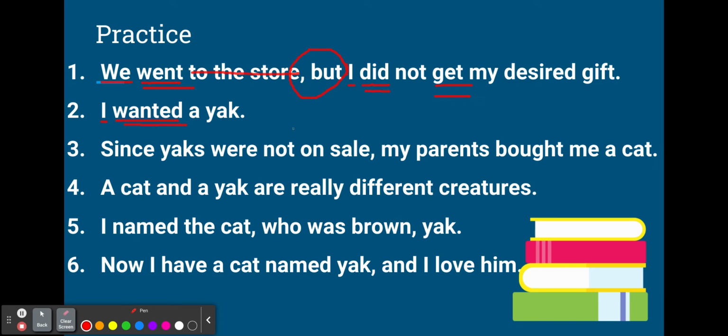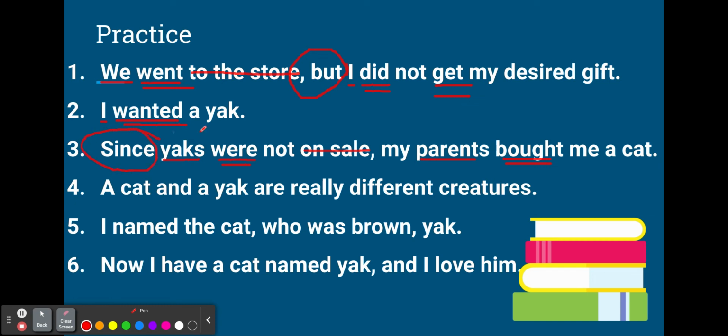Number 3, since yaks were not on sale, my parents bought me a cat. It's not what I was looking for. Get rid of a prepositional phrase, and find some subjects and verbs. Yaks were is a subject verb, so we know we have a clause. And parents bought, so we know we have another clause. And we're going, okay, do we have two independent clauses, or is there a mixture here? You see a hint? It's right there.